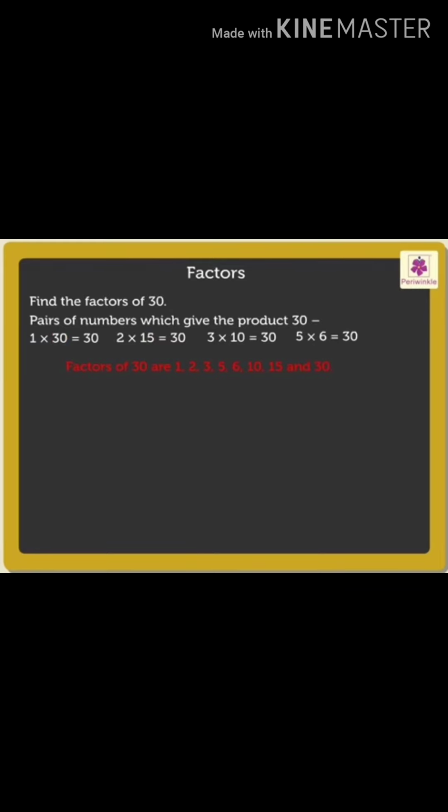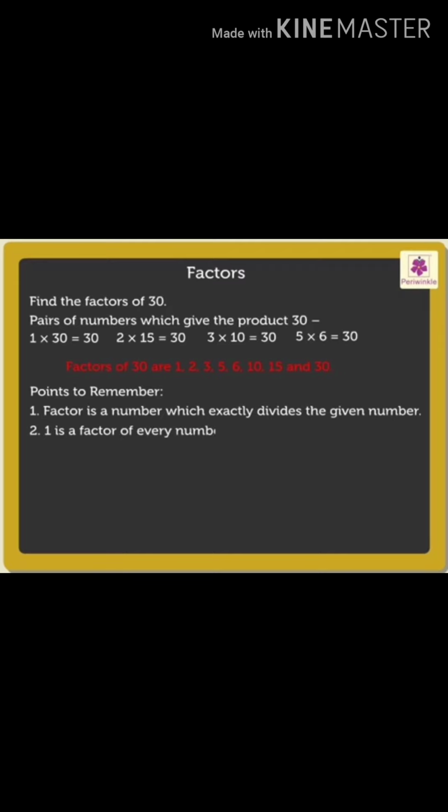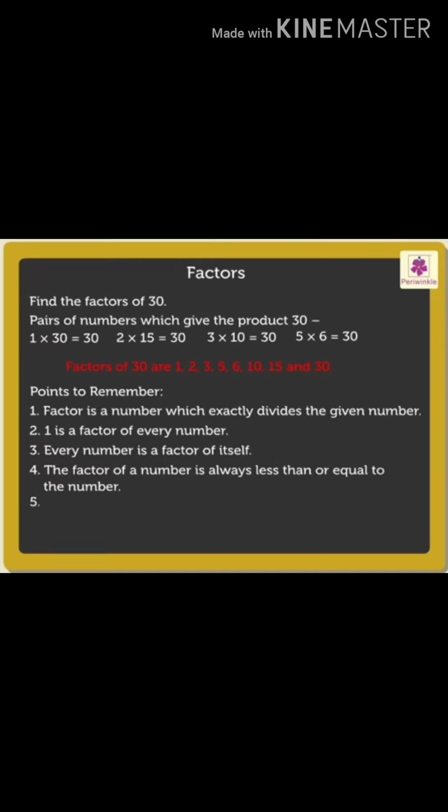Now look at these factors and remember these points. 1. A factor of a number exactly divides that number. 2. 1 is a factor of every number. 3. Every number is a factor of itself. 4. The factor of a number is always less than or equal to the number. 5. Every number except 1 has at least 2 factors, 1 and the number itself.